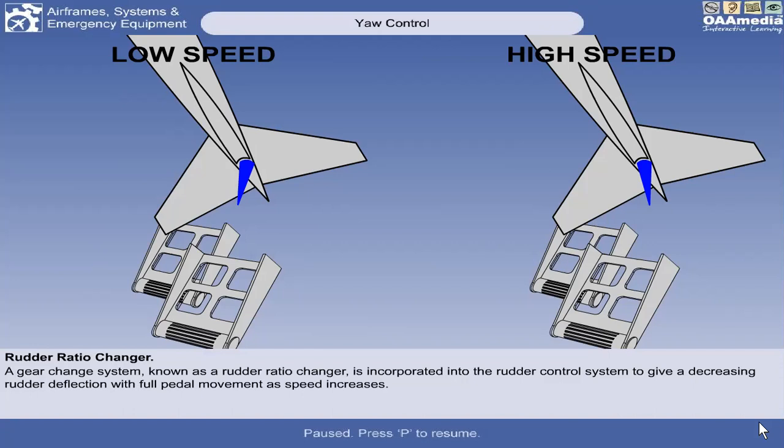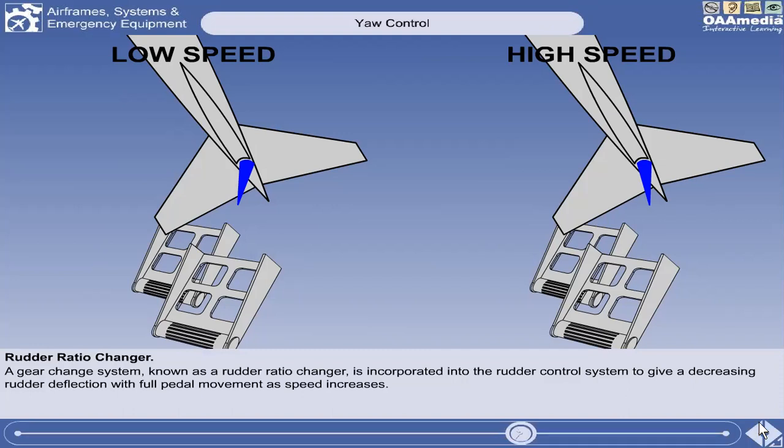So at low speeds, the deflection is large, but at high speed, the deflection of our rudder is decreased. So there is a gear change that happens in our rudder control system.